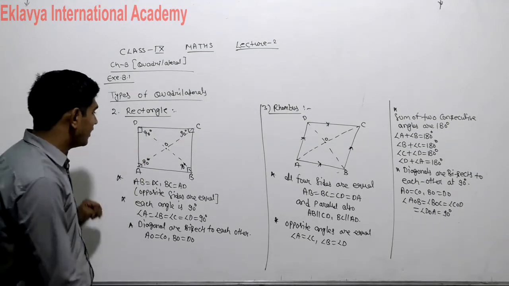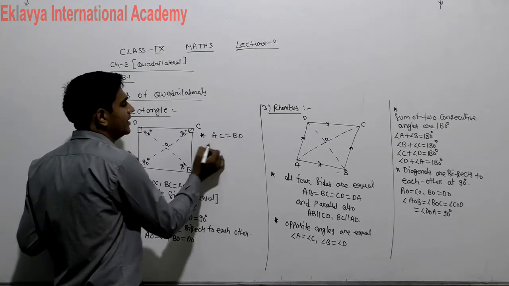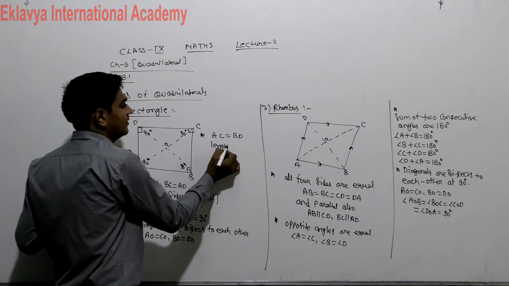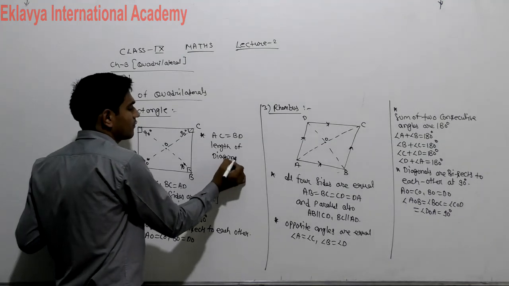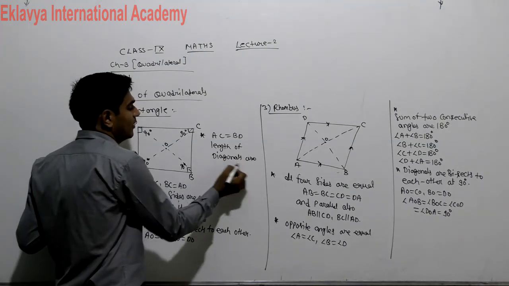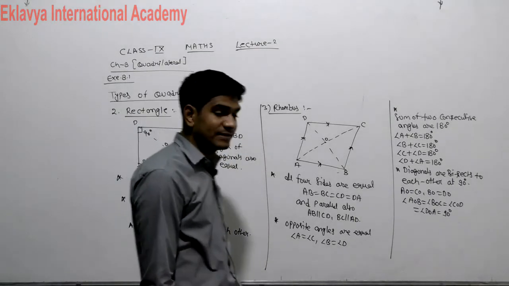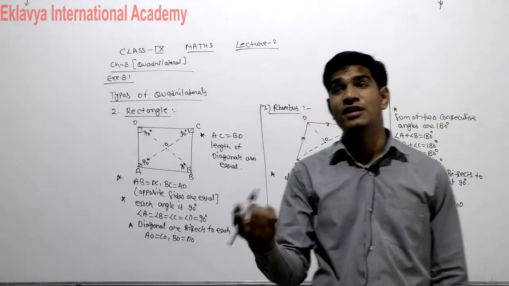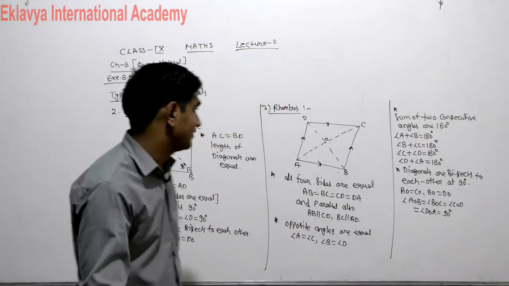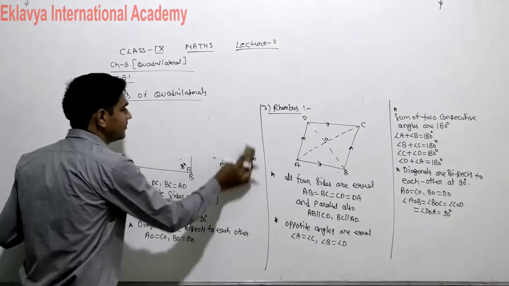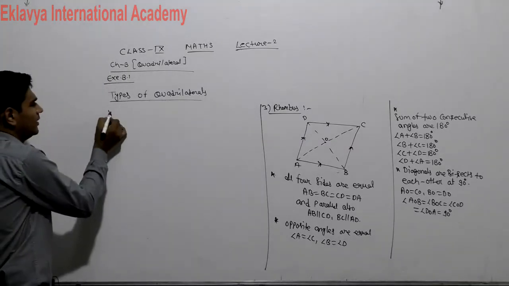In a rectangle, one important property is also AC is equal to BD, meaning the lengths of diagonals are equal. But in a rhombus, the lengths of diagonals are not equal. So that is the property of the rhombus. Next, square. Properties of the square. Fourth one is square.